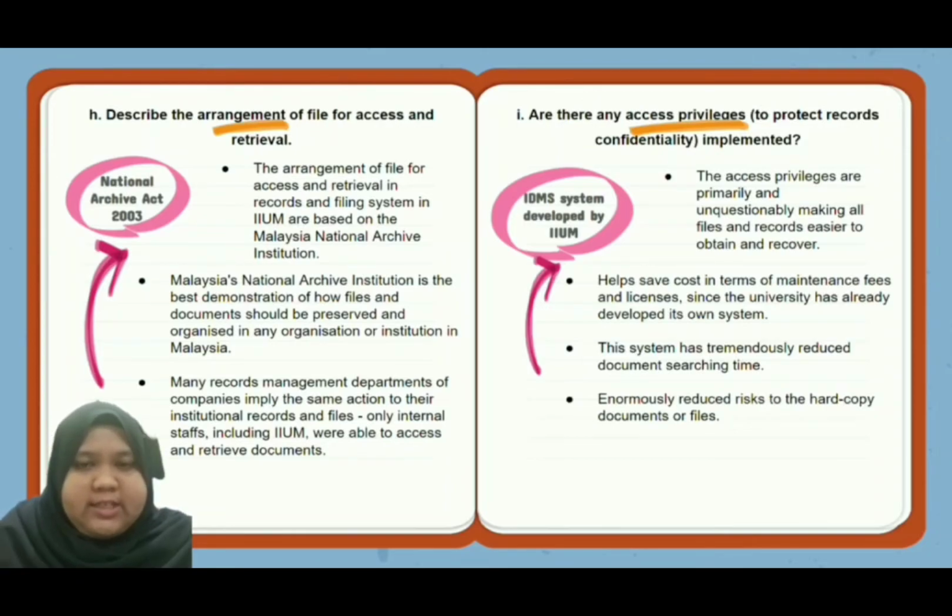Another privilege is that the system has enormously reduced the risk of hard copy documents or files getting lost during the transfer process, since frequent handling by human force will certainly affect the original shape of the documents.